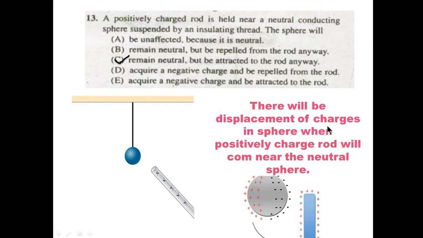Now there is a displacement of charges. When the positive charge comes near the neutral sphere, this is not charging, but it is attracting, as the separation gives negative and positive sides. They will attract each other, so option C is correct: this sphere will remain neutral, but it will be attracted to the rod.